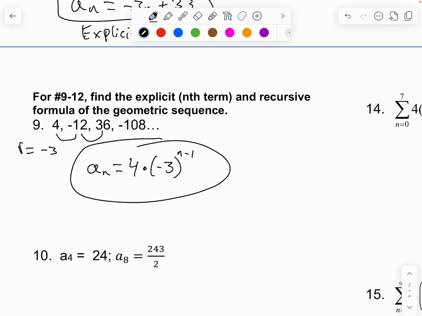And then for the recursive, we need to list the value of our first term again. So our first term is 4, so I'm going to say A1 equals 4. And I'm going to say that I need the value of the term before the one I'm looking for times my common ratio, and that will give me my next term.